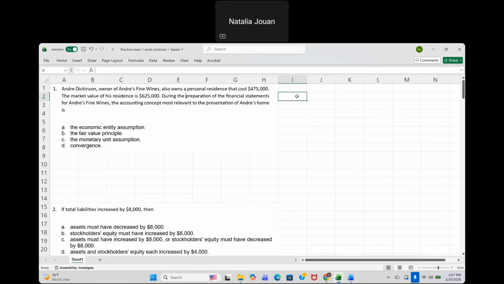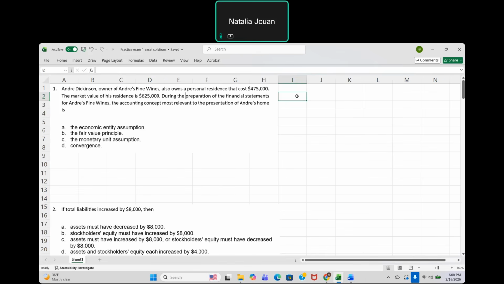So the first question is about Andre Dickinson. He's the owner of Andre's Fine Wines. He owns a personal residence with a cost of $475 and a market value of $625. Now, if you're going to be preparing financial statements, which of the following concepts will be relevant to this situation?